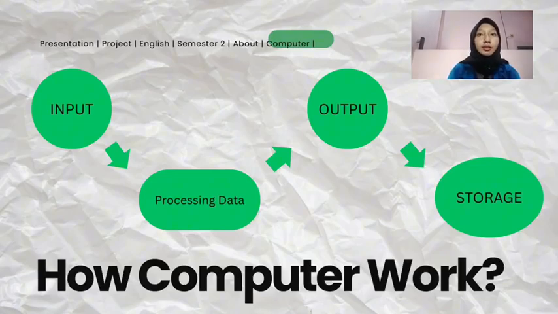Okay, the next one is how computer works. We can look at the theory around this. We use input when we give instructions to the computer, like when you're typing a message, or when you switch on a smartphone, you are giving instructions. We just give instructions on the screen for the device to do something, and then we have processing data.